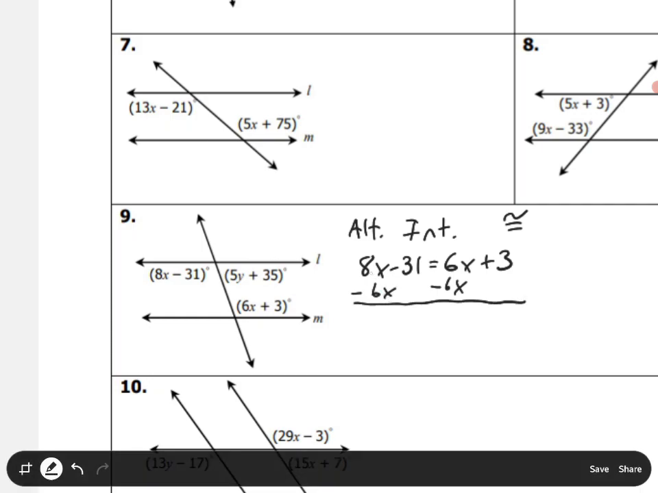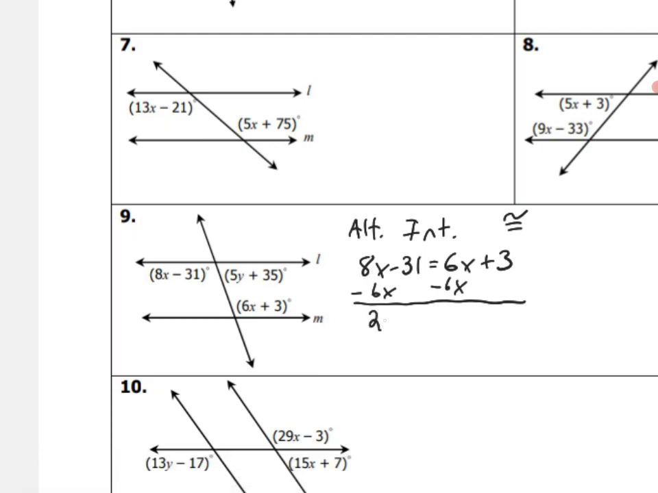Now I'm going to simplify a little bit. 8x minus 6x, that's going to give me 2x. Don't lose your negative 31. Don't lose your equals. And don't lose your 3.